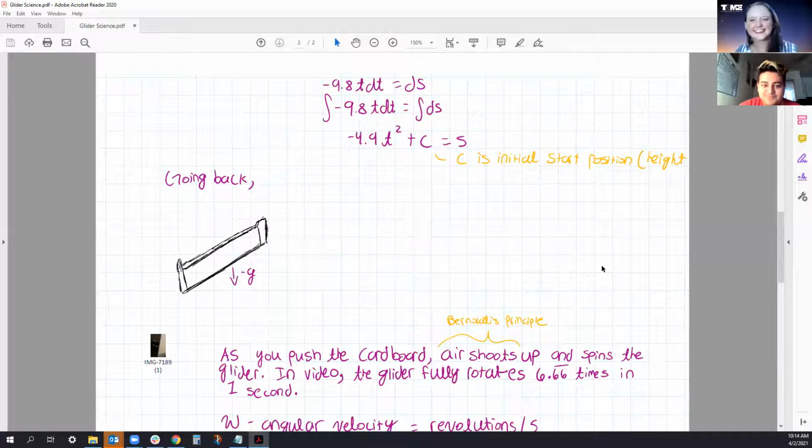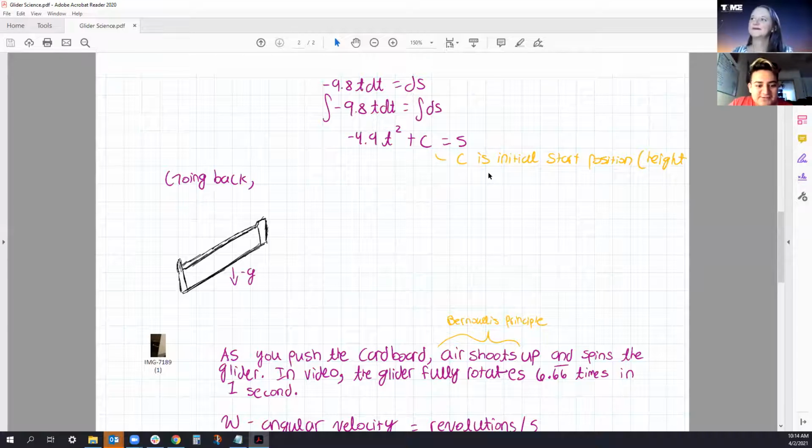Walk us through this. Yeah, so here I was just finishing the equation for the position. As you can see, it ends up being negative 4.9 t squared plus c is equal to s, and c in this case would be the initial start position, the height. So let's say I dropped it from 3 feet up in the air, it would be a plus 3.